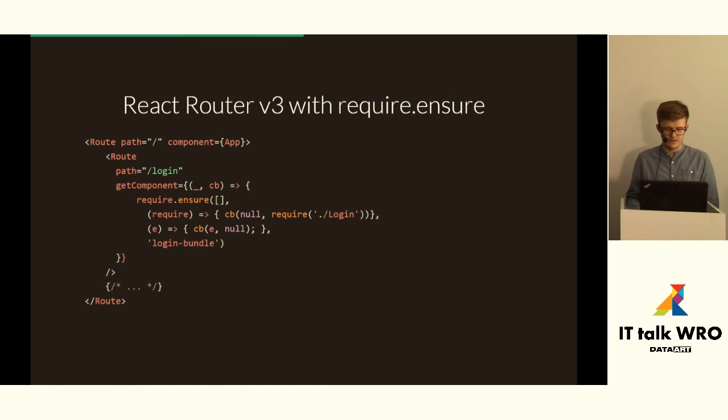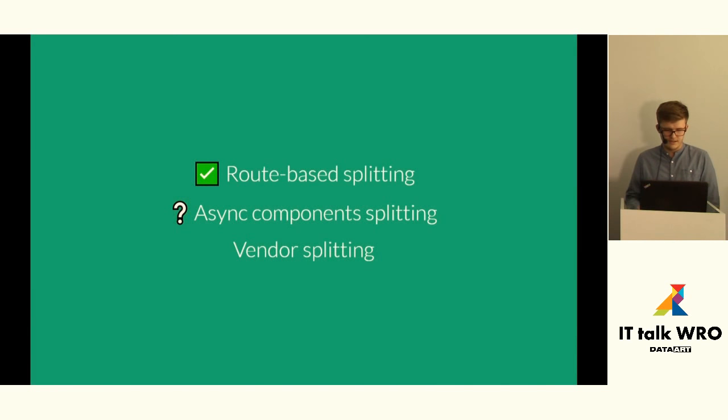The same example, but instead of dynamic import, we use require ensure. Well, not that much change, just the syntax, but the idea is the same. So let's skip it. The first and easiest way was router-based splitting.